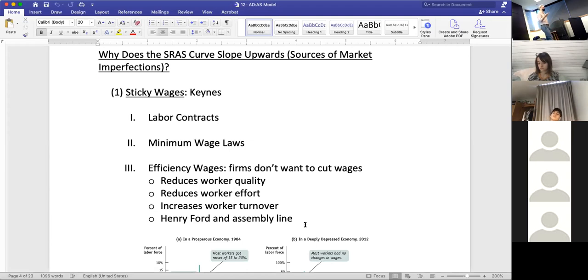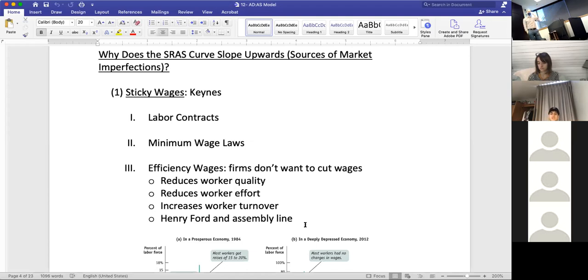And what happened to his absenteeism? Plummeted. What happened to his turnover? Plummeted. And Henry Ford said, this was a better idea than the assembly line. Paying workers more, right, is a better idea than the assembly line in terms of increasing productivity. Okay? So just to back up to what we're trying to say here, firms don't want to cut wages.